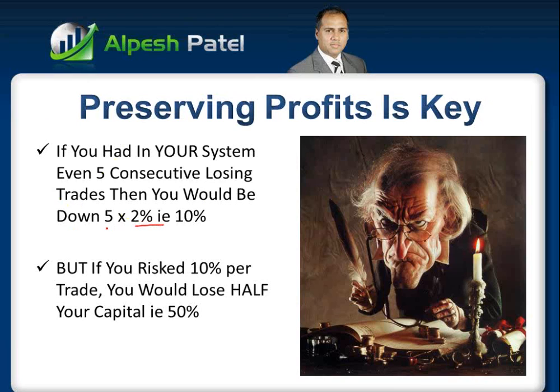The reason for the 2% rule is simple. If you're wrong 5 times in a row, you're only down 10%. Most people, if they're wrong 5 times in a row, are down about 50% because they're betting vast sums of money. Preserving profits like Scrooge is absolutely essential.